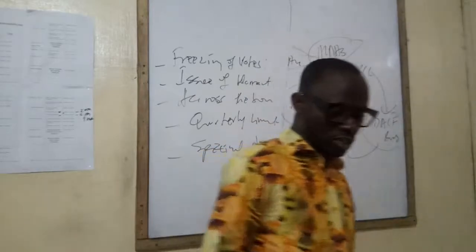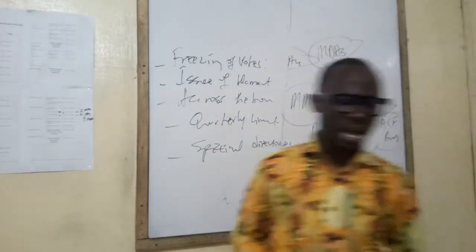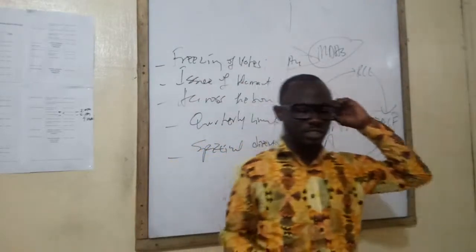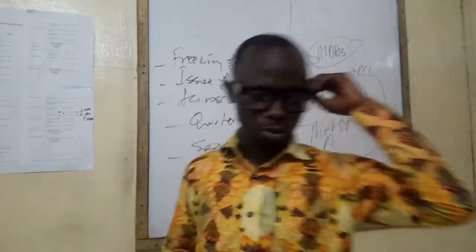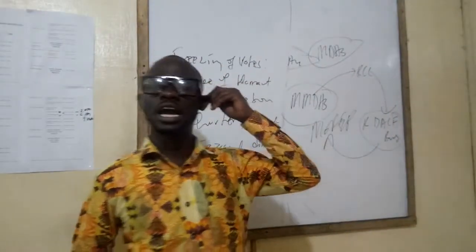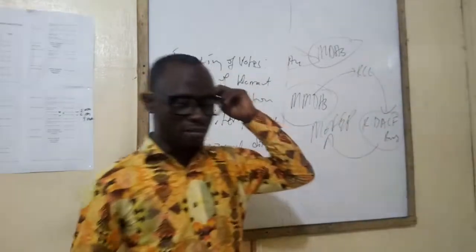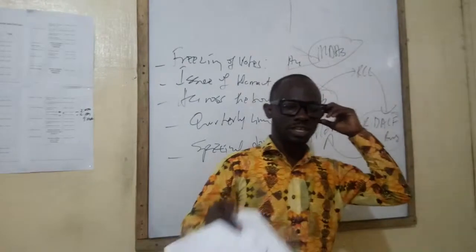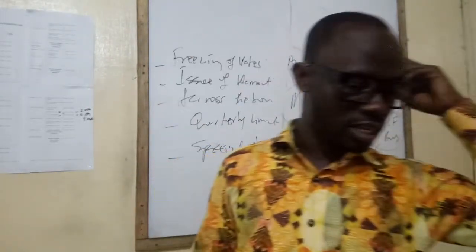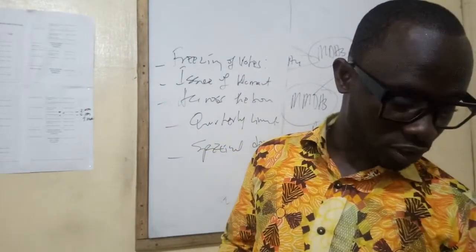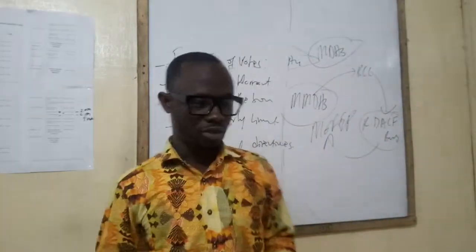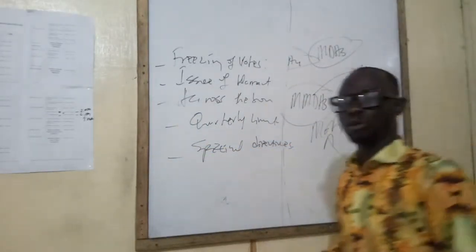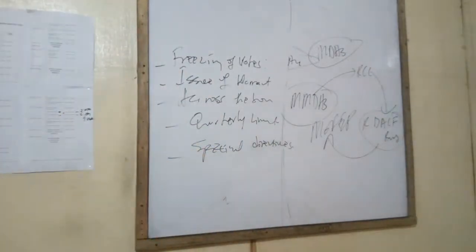Then the last point: appear before PAC to make such explanations as required by the committee. I hope you know PAC, Public Accounts Committee. So they have a responsibility to appear before the Public Accounts Committee to make such explanations as required by the committee in respect of their annual reports. So these are some of the points we can raise for that.